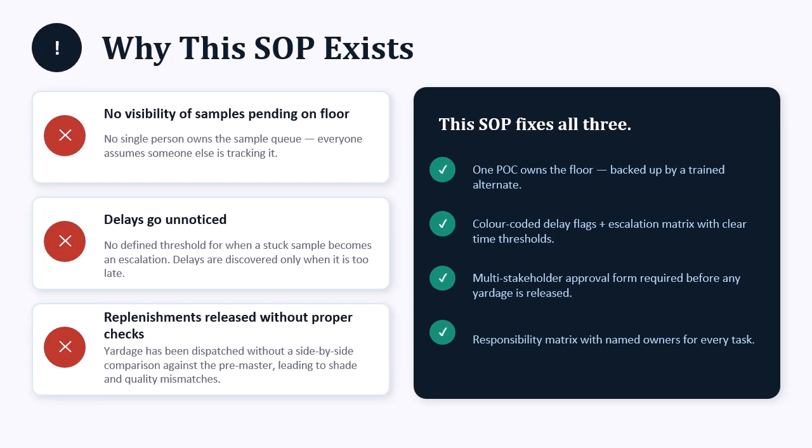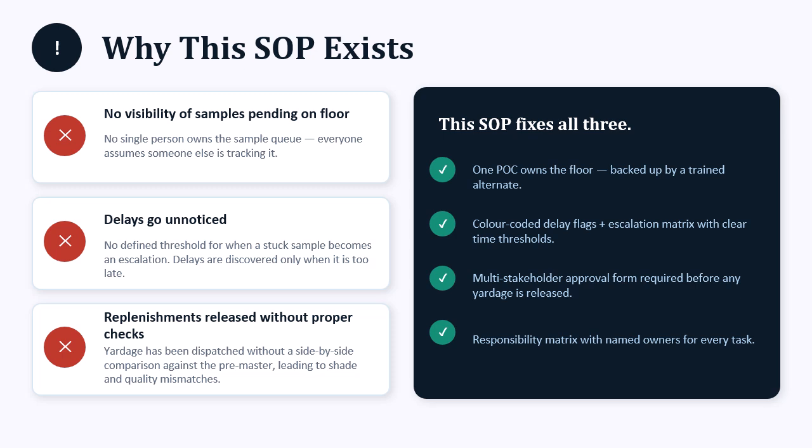Before we get into the process steps, let us understand why this SOP was created. Three problems were identified on the finishing floor. First, samples were getting lost or sitting idle because there was no single person responsible for tracking their movement. Everyone assumed someone else was handling it. Second, delays were going unnoticed. There was no rule about when a stuck sample needs to be escalated. By the time someone raised the alarm, the delay had already affected the schedule.